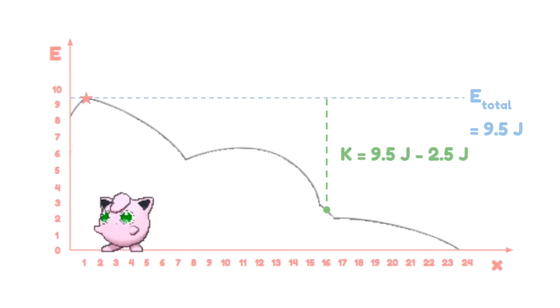We do this by subtracting the corresponding potential energy from the potential energy we began with. Our beginning potential energy is equal to our total energy, which is 9.5 joules, and our final potential energy in this case would be about 2.5 joules. So 9.5 minus 2.5 is 7 joules, which is equal to the amount of kinetic energy we have at this position. Remember that the mass of our particle is 2 kilograms, which will be important in calculating speed.